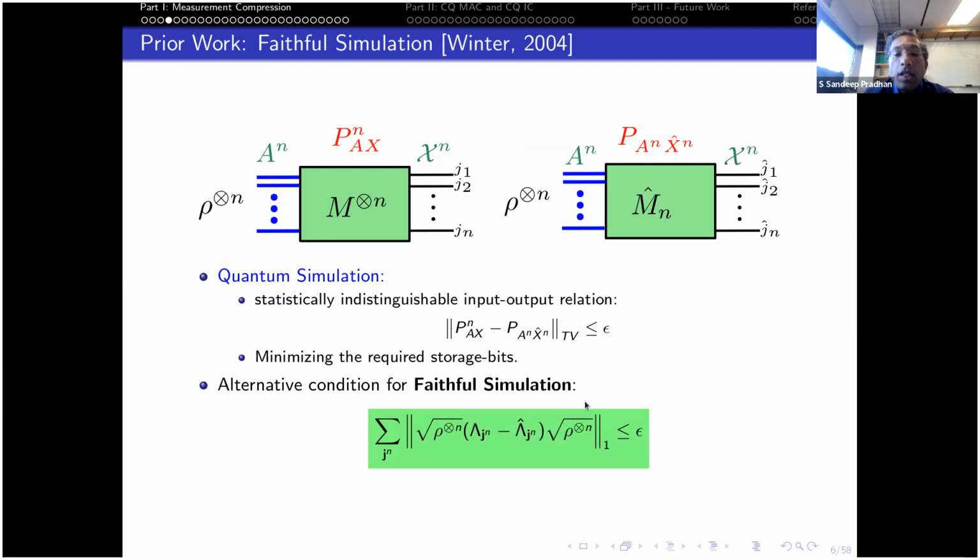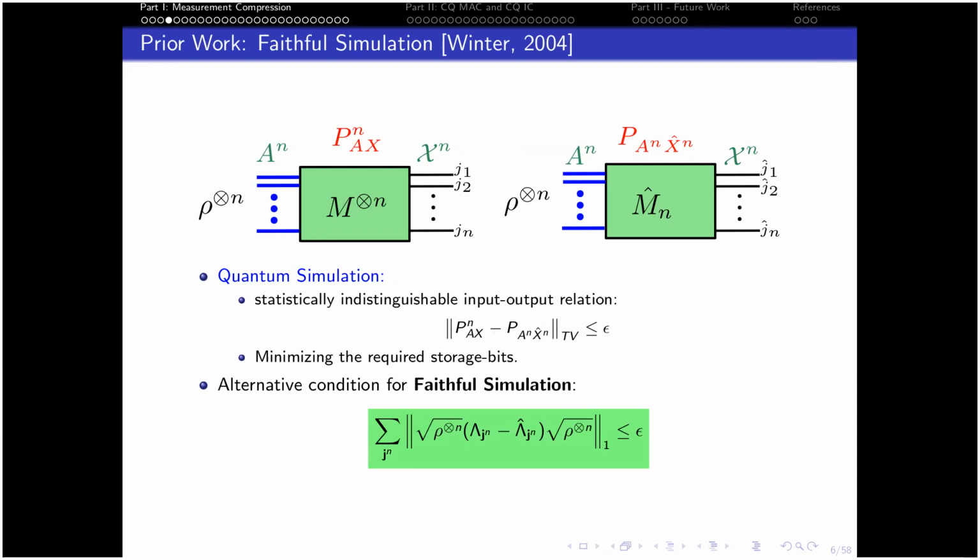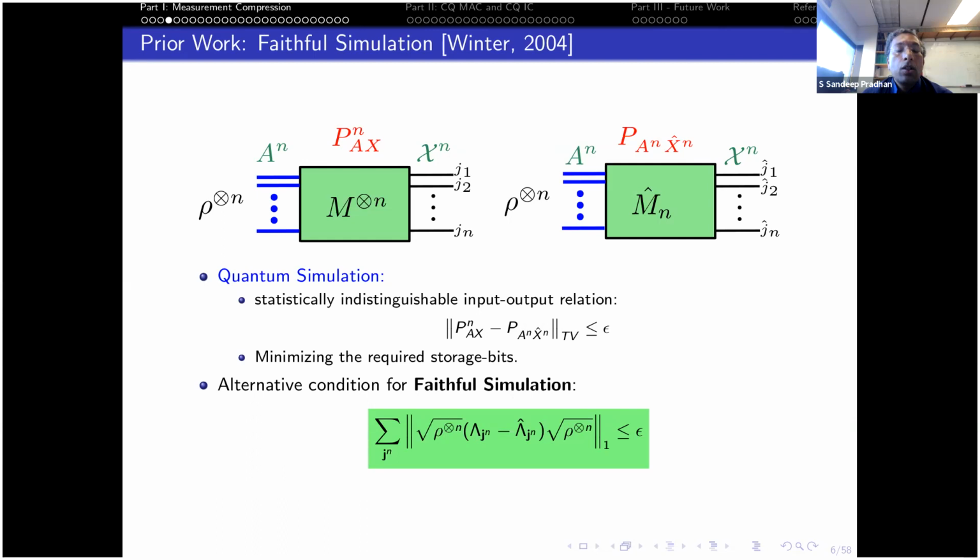So Sandeep, I have a question. Go ahead. Why do we want to go from a product form to a non-product form? Is there any reason? Do you expect better compression? That's right. Good question. The answer is that we hope to use this non-product measurement to reduce the rate of transmission, in terms of minimizing the required storage bits.